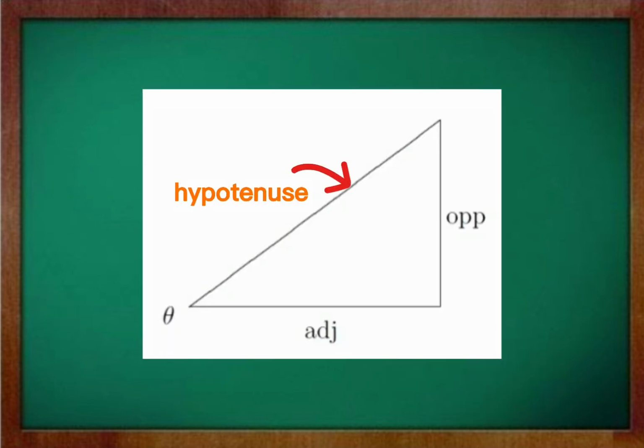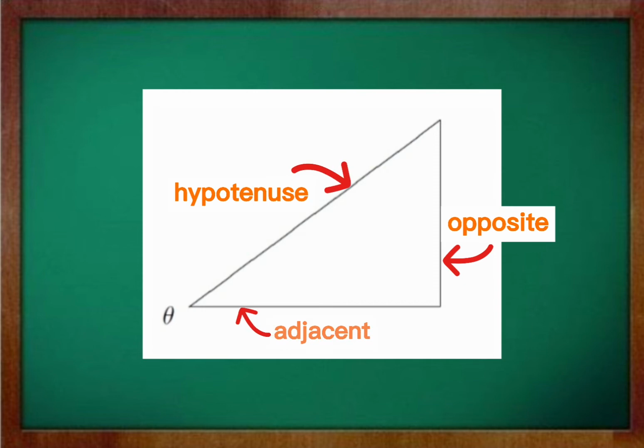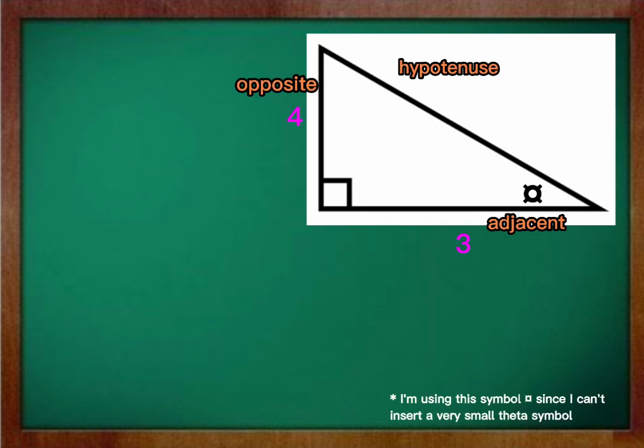In a right triangle, the longest side is the hypotenuse. The side opposite of theta is called the opposite itself, and the other side is no other than the adjacent. Theta in math is a variable that represents a measure of an angle. In this example, find the measure of the hypotenuse.